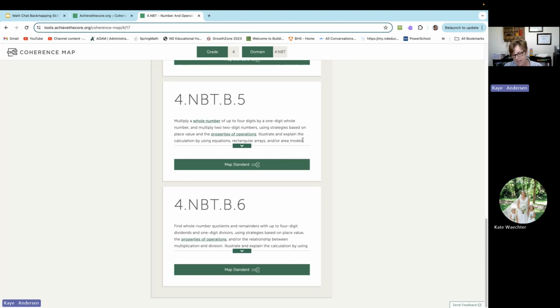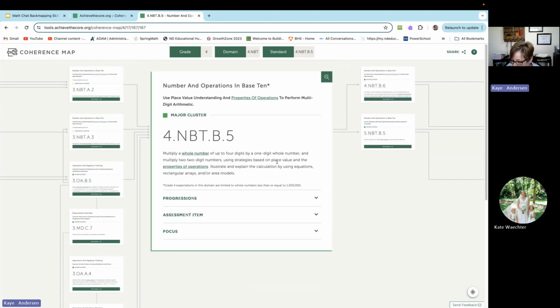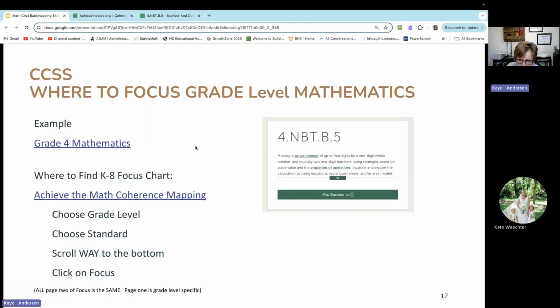Now, you might have a standard that you choose that's not here, and that's fine. Things like time, things like measurement, may not be listed here, but they still may be very important at your grade level. When I open this, it gives me the information on 4th grade NBT 5 and what it looks like. The fact that it's here tells me of its importance. We're going to go back here for just a minute and go to the next part.